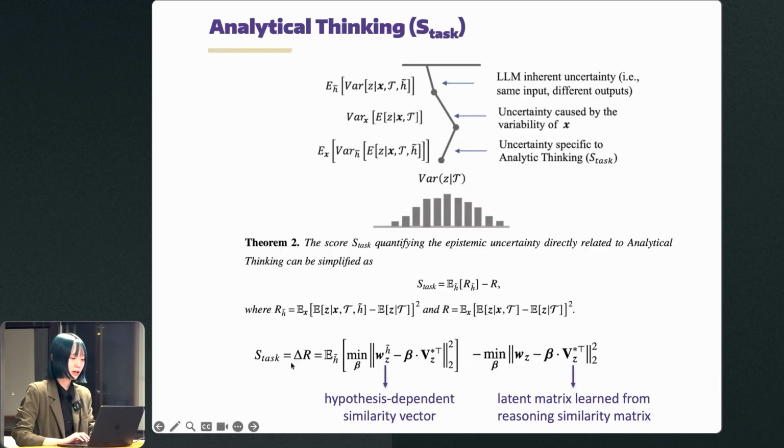And here is the final formula for S task. The first item is the expectation of the reconstruction errors of the matrix factorization based on different H tilde. H tilde is a hypothesis. And the second item is the general reconstruction error. So we calculate S task based on their differences.